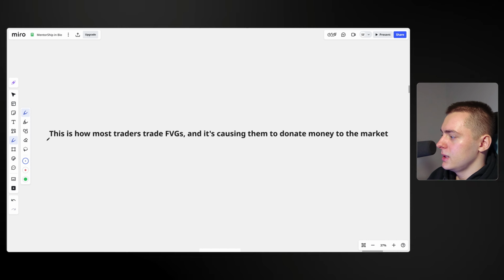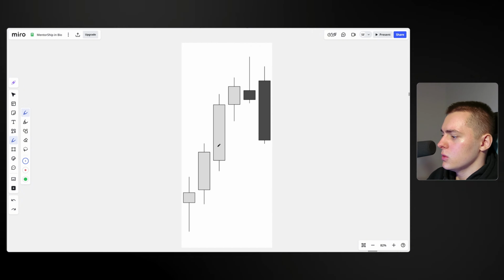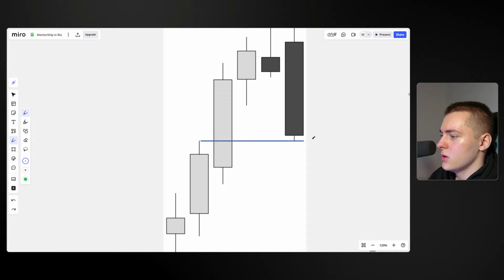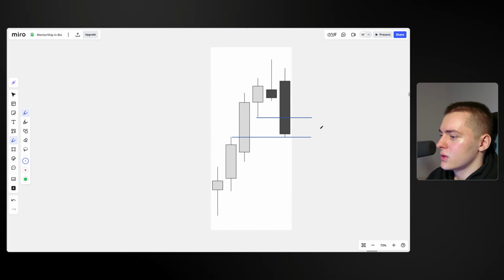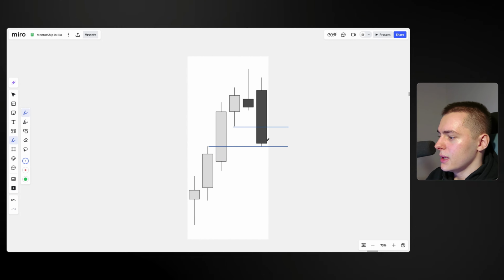Okay, before I explain to you how I personally trade FVGs, I have to explain to you how most traders trade the FVGs, or also known as fair value gaps. And this is causing them to donate money to the market over and over again. So most traders, they see an FVG right in here, and the first thing that they assume is, okay, we will trade into this FVG, which we did, and then we will trade again to the upside.